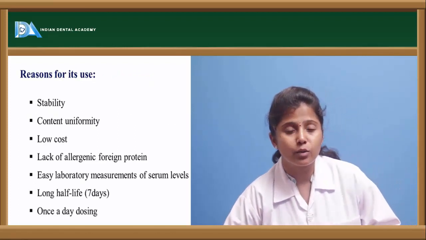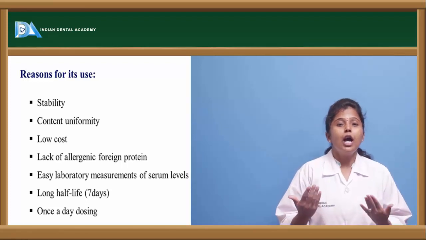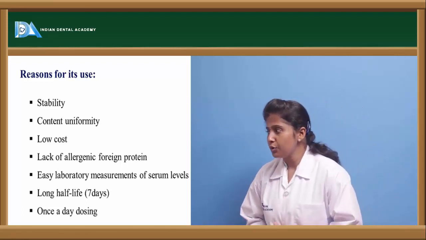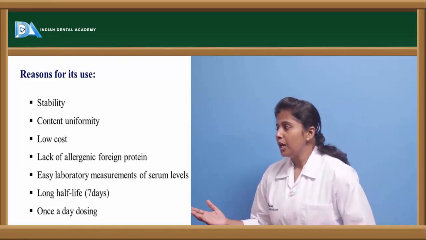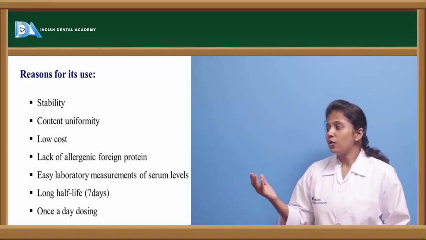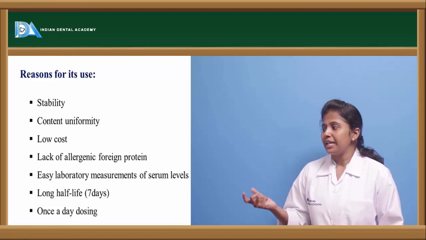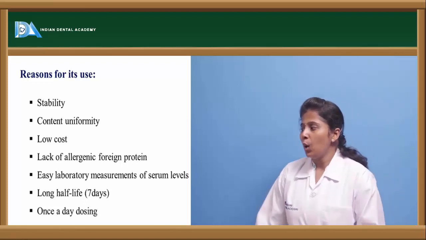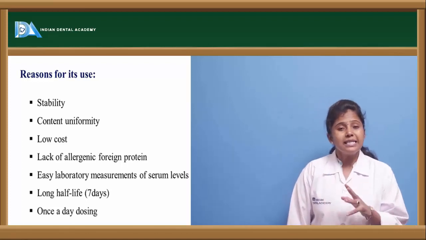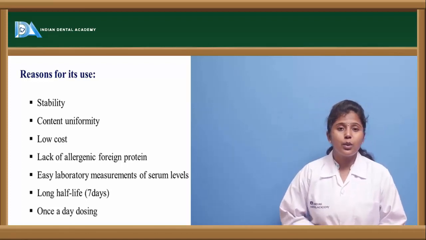Why is levothyroxine useful? Why should it be used? Levothyroxine is used because of its stability, content uniformity, low cost, lack of allergic foreign protein, easy laboratory measurement of serum levels, long half-life, and once a day dosing. All these are the advantages of giving levothyroxine.